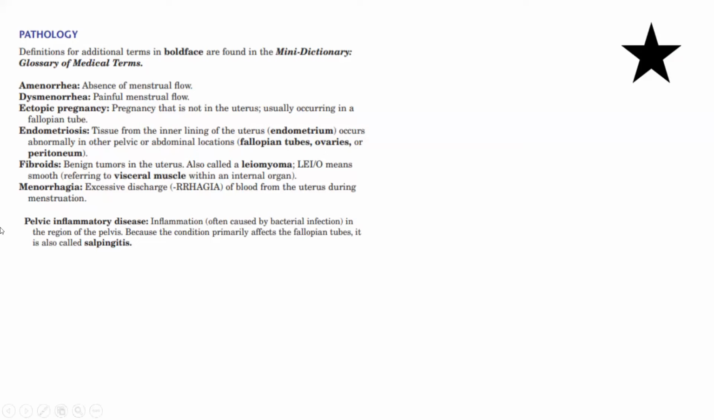First term, amenorrhea. A means absence. So no menorrhea, no menstrual cycle. So absence of menstrual cycle. So when there are no menses, then we call it amenorrhea. No cycle, no menstrual cycle. But if it is painful, then we call it dysmenorrhea. Dysmenorrhea.